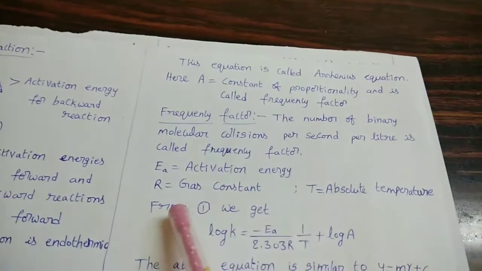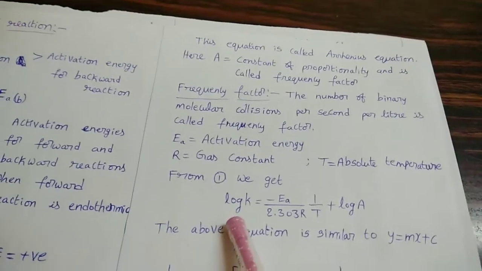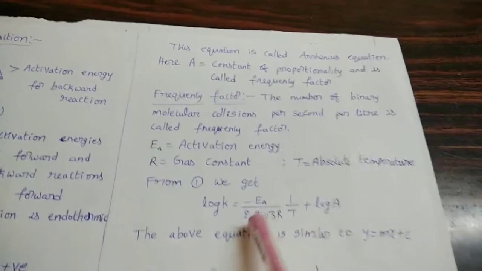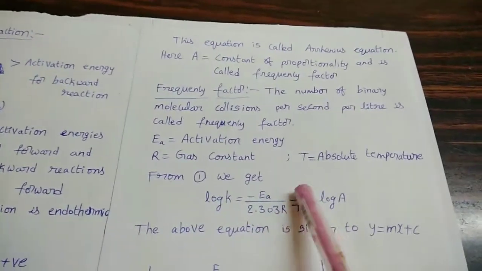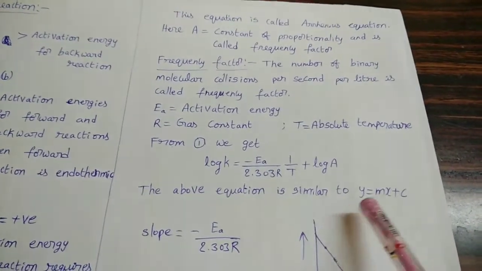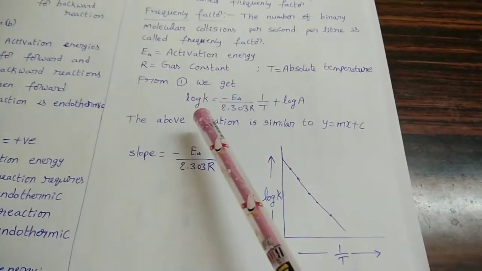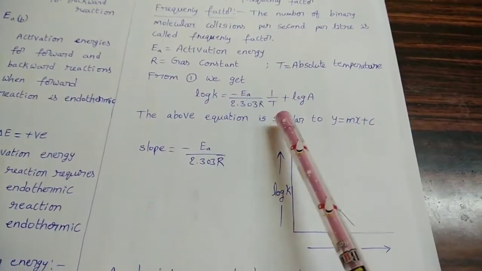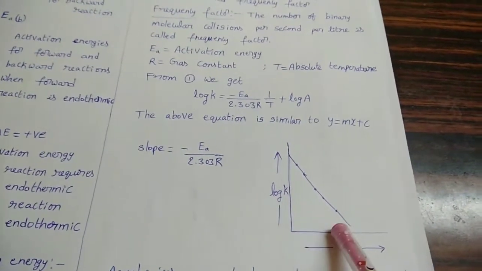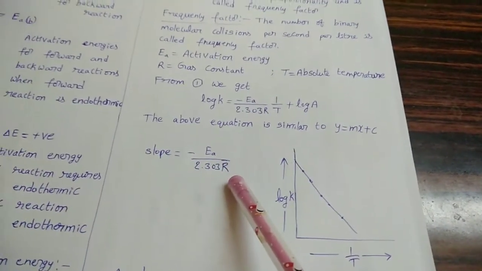EA is the activation energy, capital R is the gas constant, T is absolute temperature. From that equation, if we take the logarithm, we can get the final expression. That is log K equal to minus EA by 2.303 R into 1 by T plus log A. This equation is similar to y equal to mx plus c. If we take a graph, with log K on the y-axis and 1 by T on the x-axis, we can get a line like this. For this line, slope equal to minus EA by 2.303 into R.